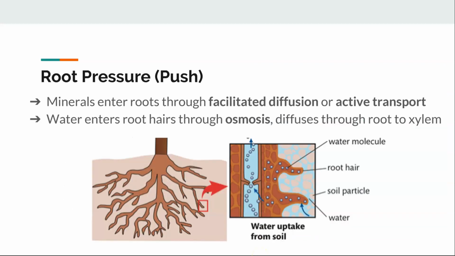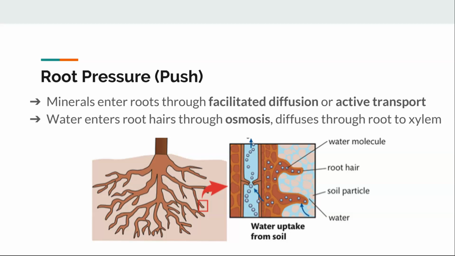The pushing by the roots is called root pressure. Minerals from the soil enter the root through either facilitated diffusion or active transport, with root hairs vastly increasing the surface area for absorption. Water follows those minerals via osmosis and then pushes up the xylem.